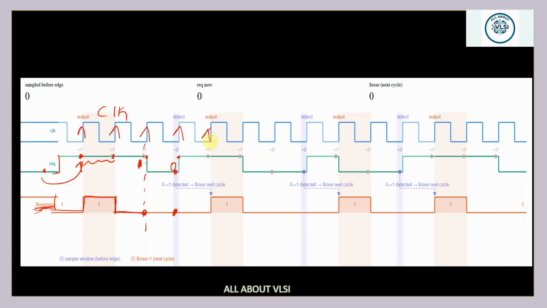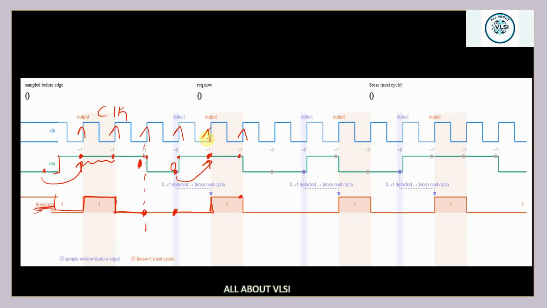Now, at this particular passage of clock, your REQ value is a stable value which is equal to 1. There is no transition, and previously it is equal to 0. So there is a positive transition. That's the reason your $rose function is going to return 1. And at the next clock cycle, your REQ value is equal to 1 and the previous value is also equal to 1. So the function is going to return 1 only.